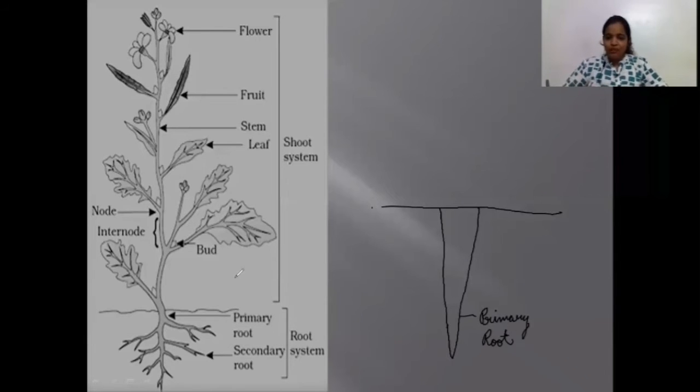So this is the primary root. This primary root has a number of branches on it. These branches are known as lateral roots, or another term given to them is secondary roots. So these are all the secondary roots formed on the primary root as its branches.